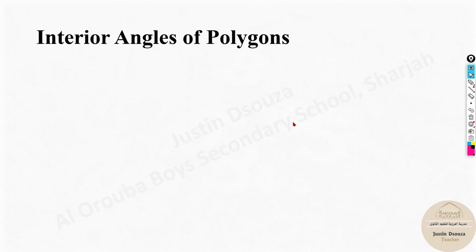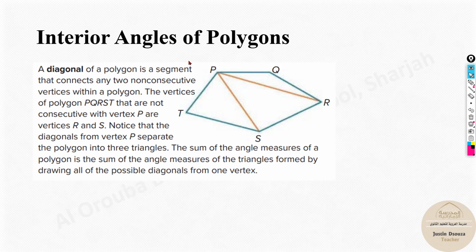Now let's jump into the lesson. Interior angles of a polygon. You can see this is a polygon. It's not a quadrilateral exactly, because it has more than four sides: 1, 2, 3, 4, 5. But it is a polygon. A many-sided shape is called a polygon. But now the important thing is diagonals.